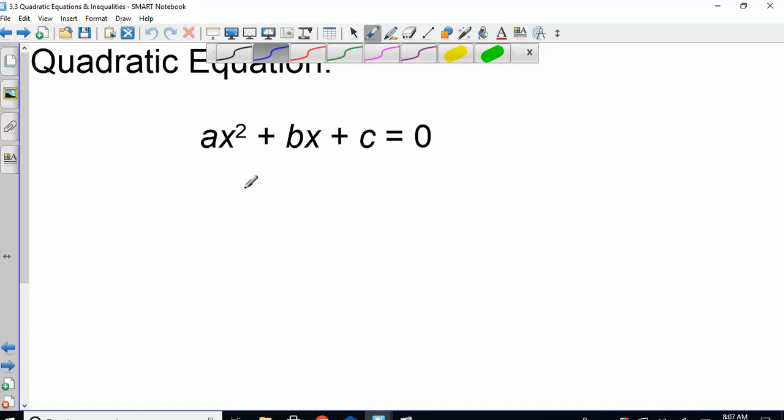So when we solve these, our focus will be to set it up like this. We want everything on one side and 0 on the other. And then we can factor and solve.